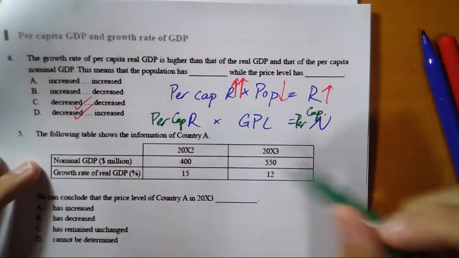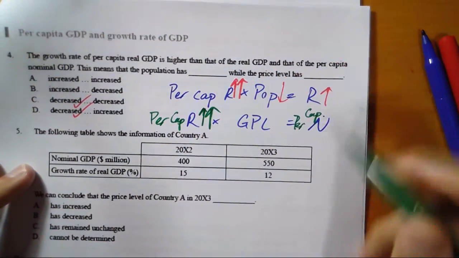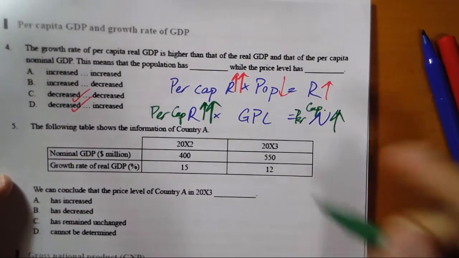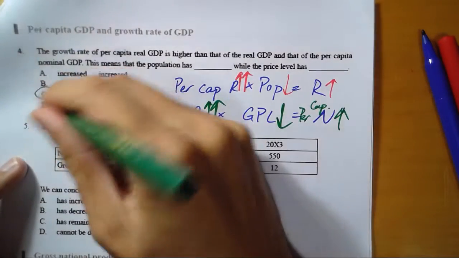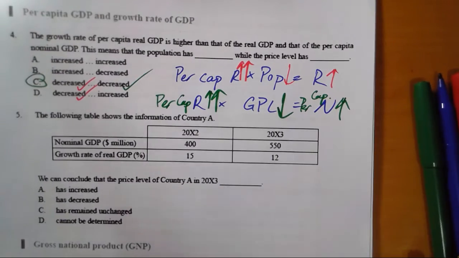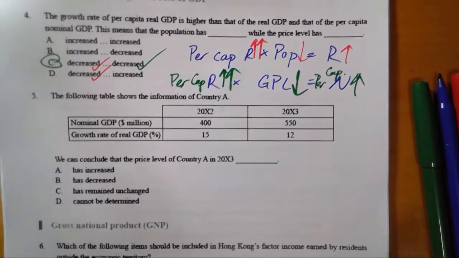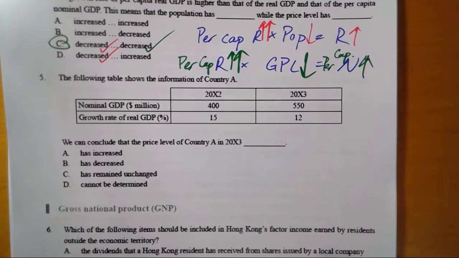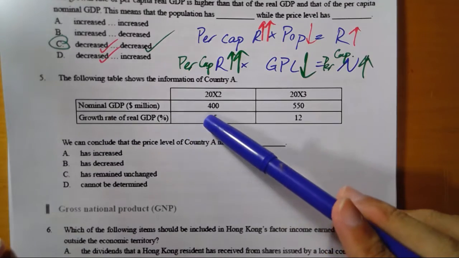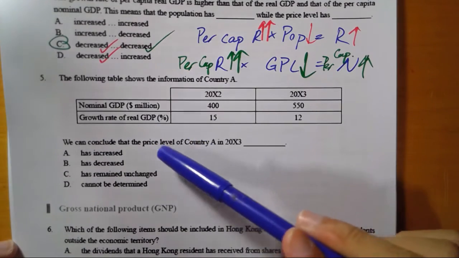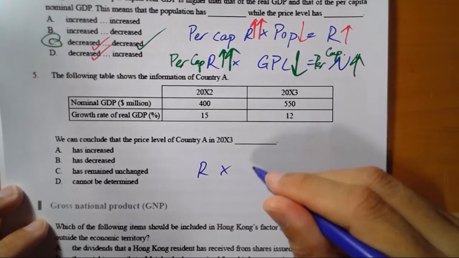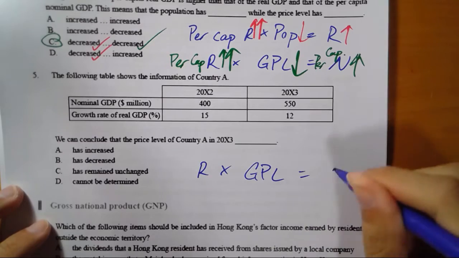Okay, so we have this relationship. We see that per cap real is rising faster than per cap nominal. Now, again, to balance this out, this has to decrease. Therefore, C would be the answer that we want. 見唔見啊？冇技巧可言㗎。You use the formula again and again and again. Alright, now, the table gave you nominal GDP, also gave you growth rate of real GDP. Now, we need to conclude something about price level. Now, again, real times general price level equals to nominal.